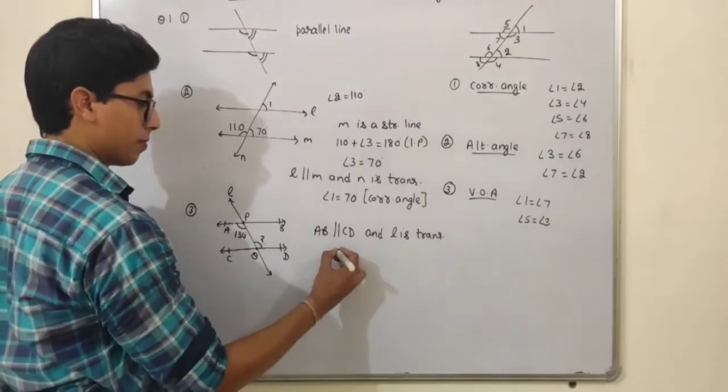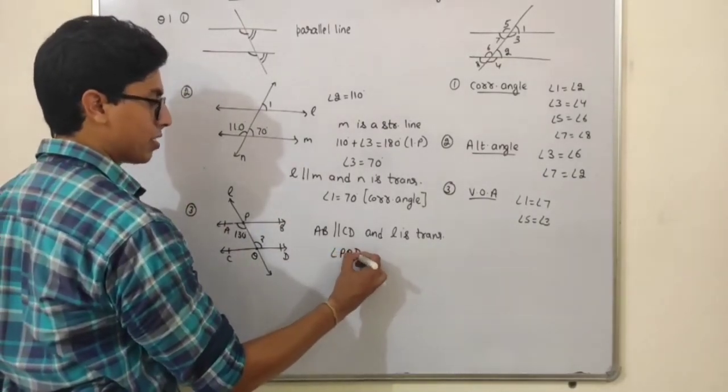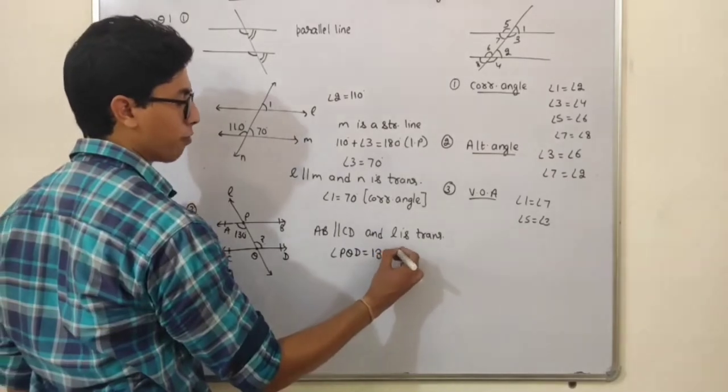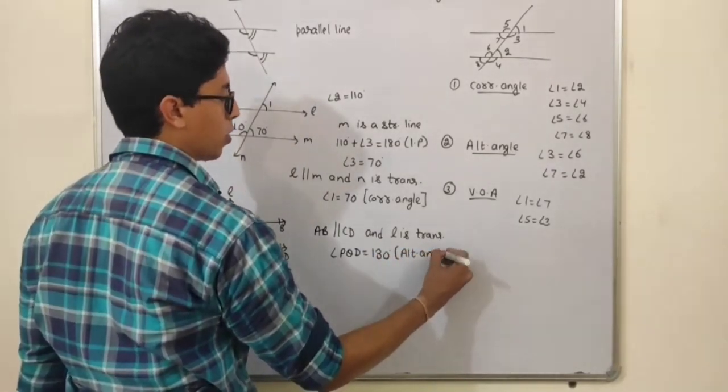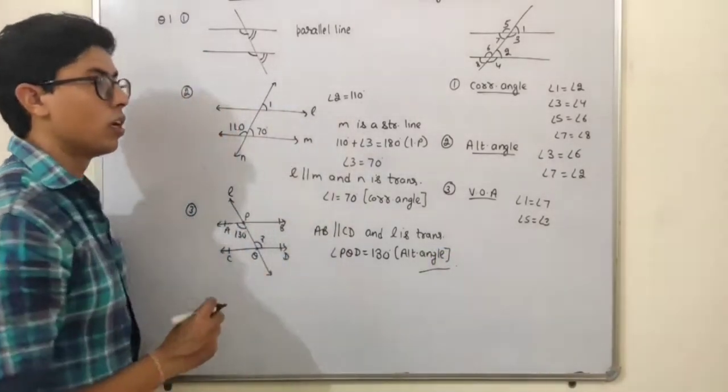So this angle PQD is equal to 130 degrees because of alternate angles. Okay, so our answer is 130 degrees.